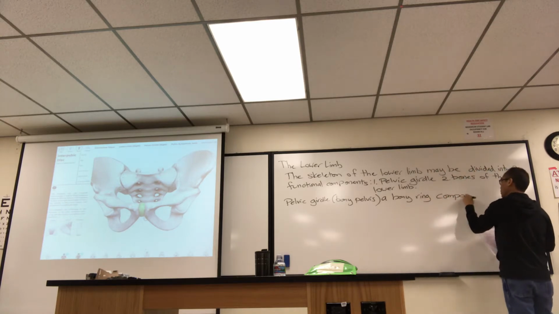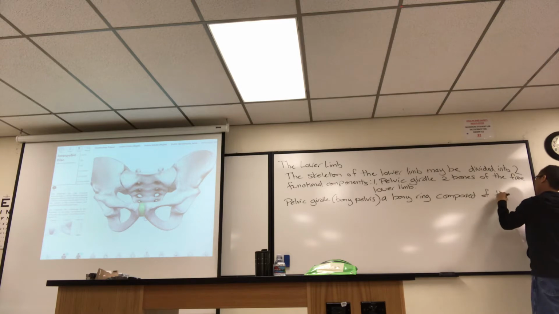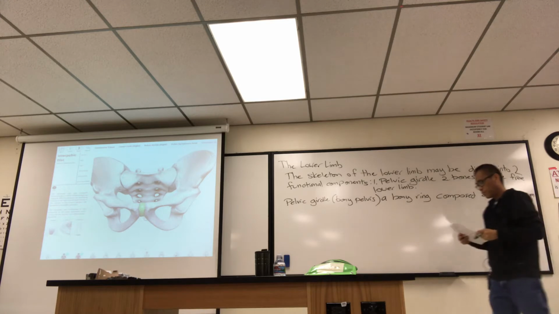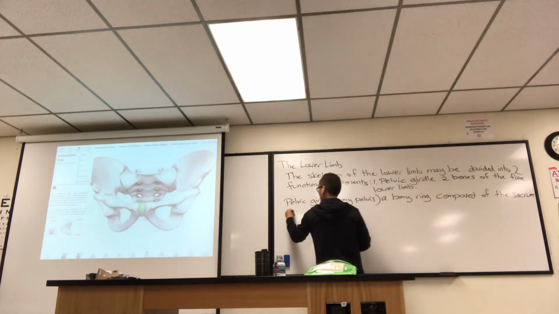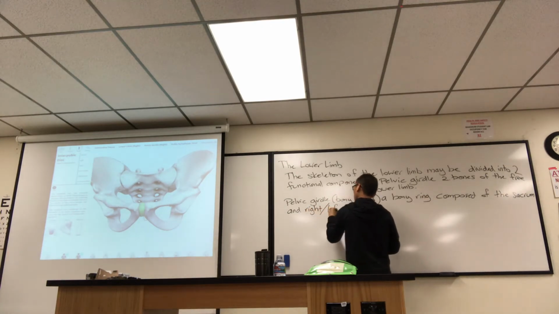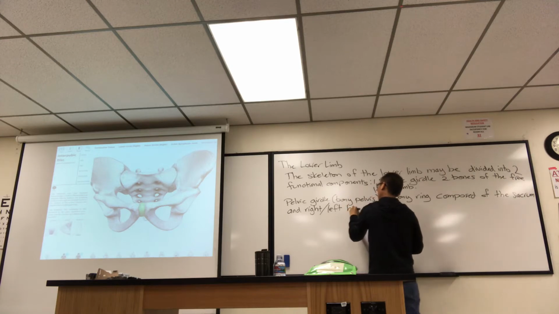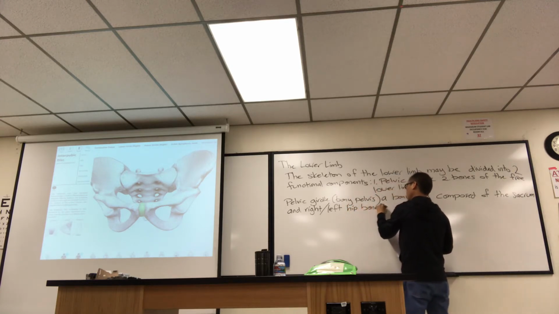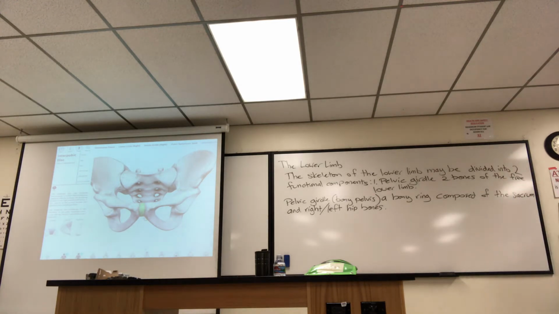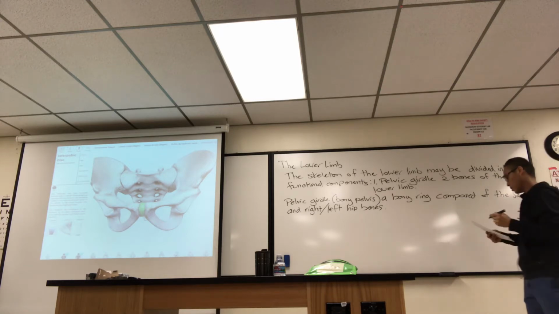Bony ring composed of the sacrum, which you know from the vertebral column, and right, left, hip bones. Now the hip bones, we haven't talked about yet, but what you can see on this picture is that they're joined anteriorly at a joint called the pubic symphysis that I highlighted green.